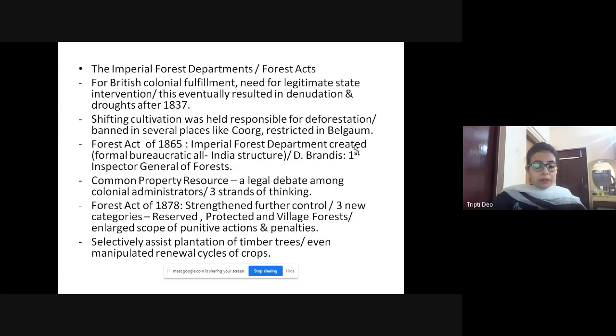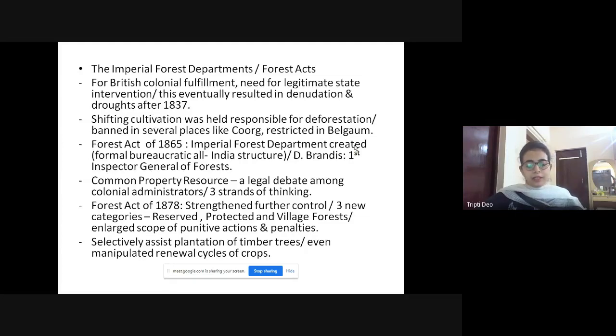Now, the three strands of thinking when we discuss the common property resource, and this is a very important aspect. The three distinct strands, the first strand being the annexationists. Primarily Gadgil and Guha in their study have said that annexationists were those colonial administrators who wished for total state control over the forest. So I'm talking about my fourth point, the common property resource. The way the common property resource was being understood and perceived, there was a live debate among the colonial administrators, that means colonial officials involved in forest functioning under the Britishers.